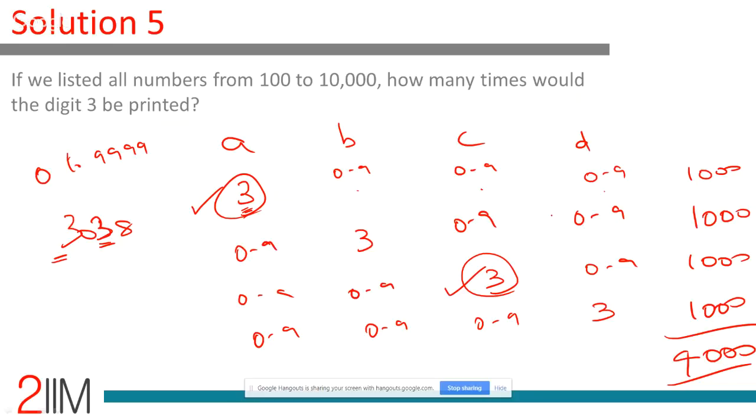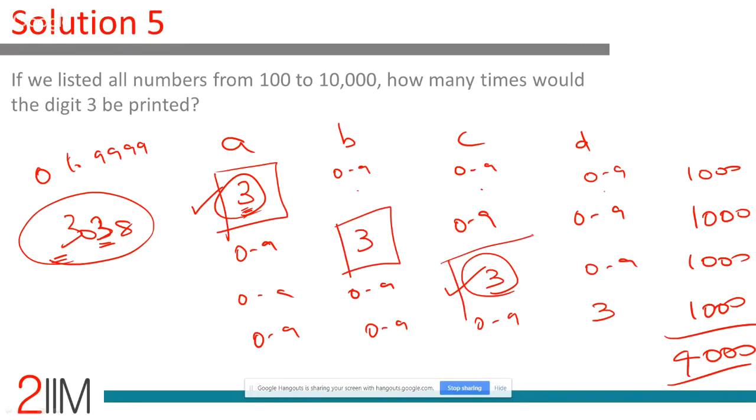I'm not counting the number of numbers that have a 3. Then I'd count 3038 as one number. I'm thinking how many times 3 gets printed. 3 gets printed in the thousands place 1,000 times, hundreds place 1,000 times, tens place 1,000 times, and units place 1,000 times. 3 gets printed 4,000 times totally, from 0 to 9999 or 1 to 10,000.